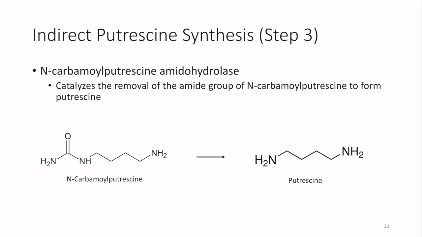and the next enzyme is N-carbamoylputrescine amidohydrolase. Here we're trying to get rid of the amide that is highlighted on the left of N-carbamoylputrescine, and then that will give us putrescine. The way that this enzyme works is that an OH group attacks the amide, the amino group leaves, and then there's a decarboxylation to give us putrescine.